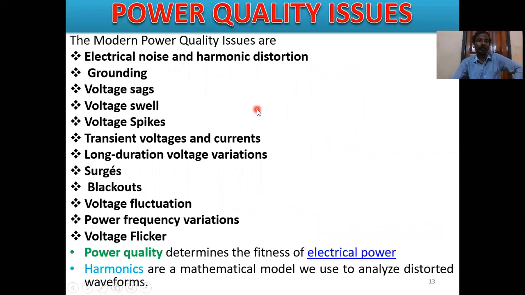Power quality issues. The modern power quality issues are electrical noise, harmonic distortion, grounding, voltage sags, swells, flickers, spikes, transient voltages and currents, and long duration voltage variation such as blackout, voltage fluctuation, power frequency variation, and voltage flicker. Power quality determines the fitness of the electrical power. This is the important sentence.